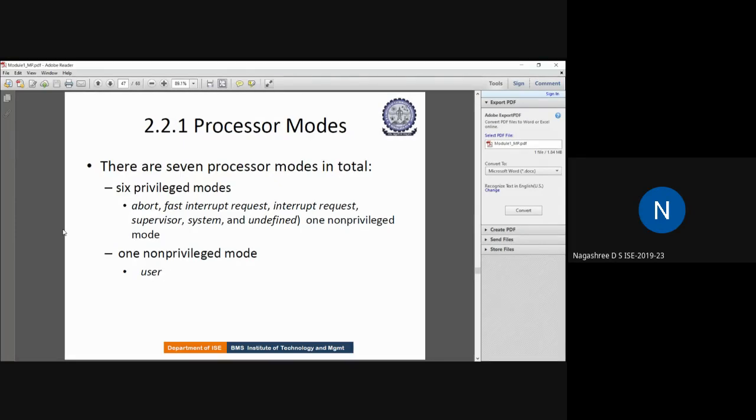Sir, what is undefined mode? See, suppose the processor encounters an instruction which is not defined, or you are writing something which is not supported by the system. Then the processor will enter into the undefined mode. Okay, sir. Okay, this is about modes.